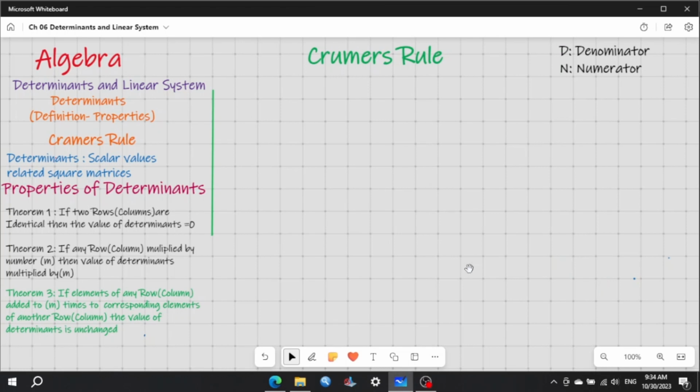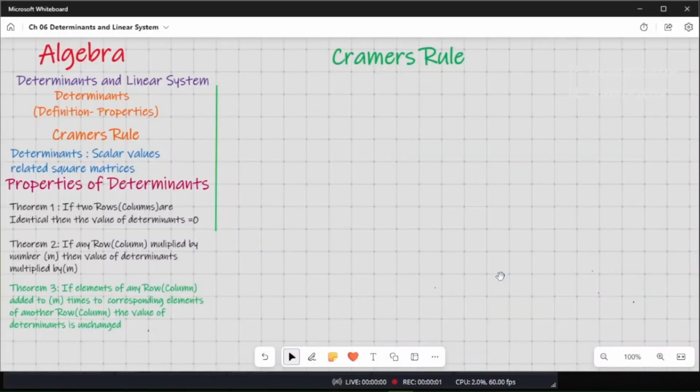Hello everyone, in lecture 15 we will continue with determinants and linear systems, and here we have Cramer's rule to solve a linear system using determinants.